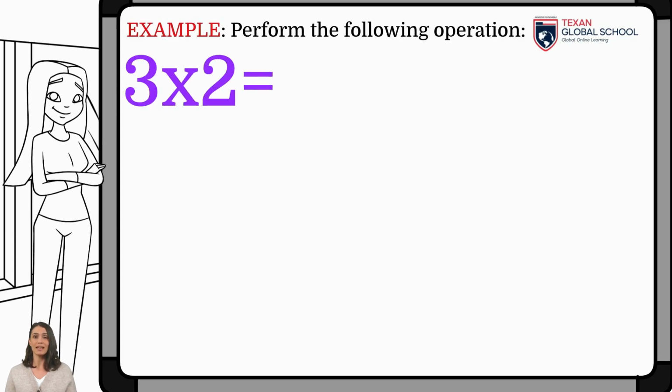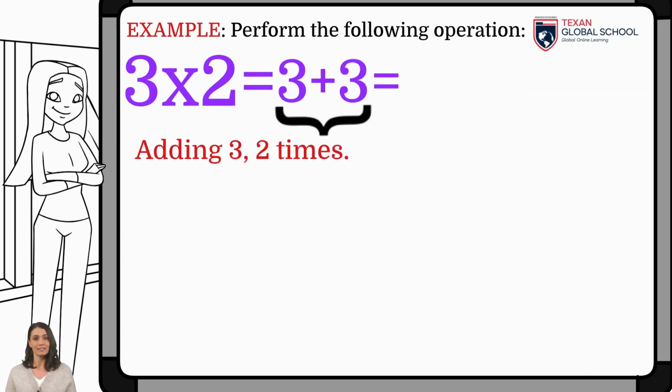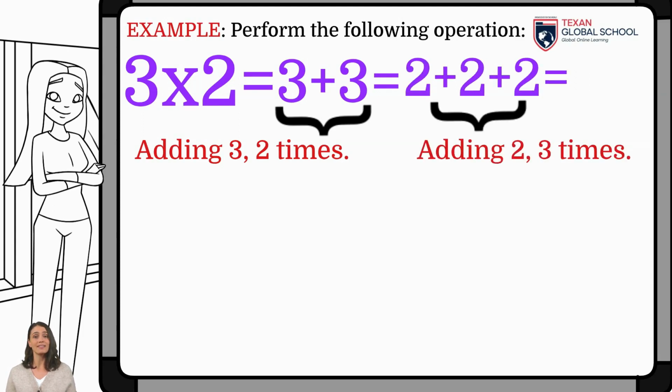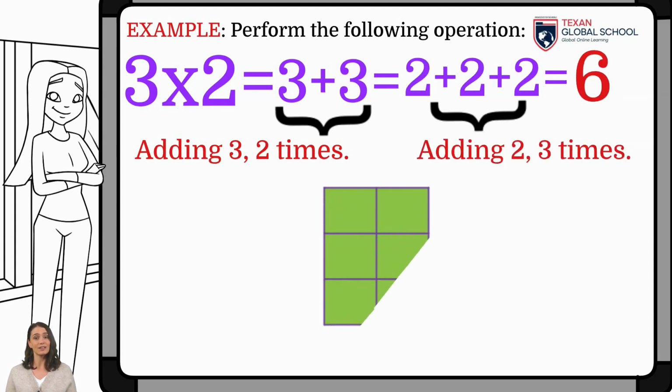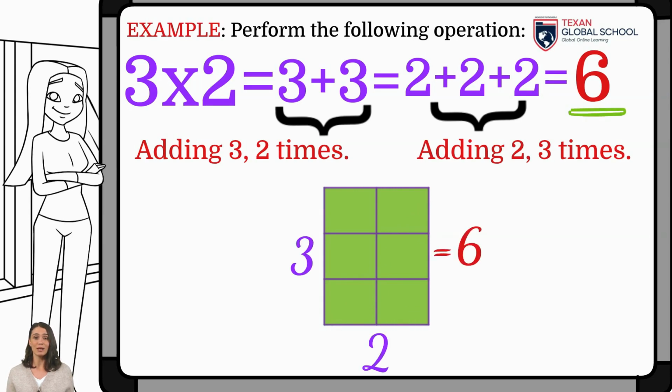If we now multiply 3 by 2, this means that we add 3 2 times, or we add 2 3 times. Therefore, 3 times 2 is 6. The model represents 3 rows by 2 columns, thus having 6 squares or 6 units. Hence, we conclude that 3 times 2 is 6.